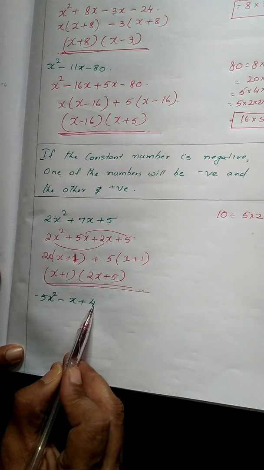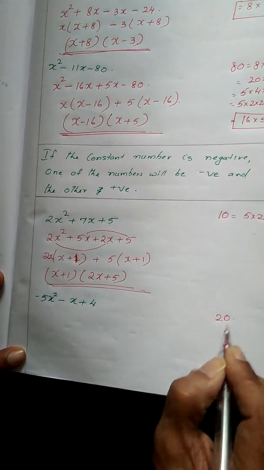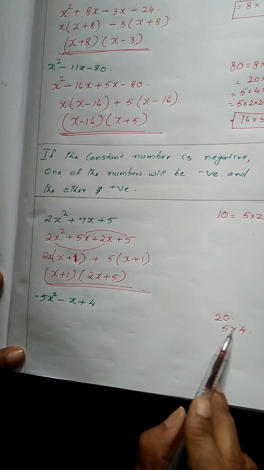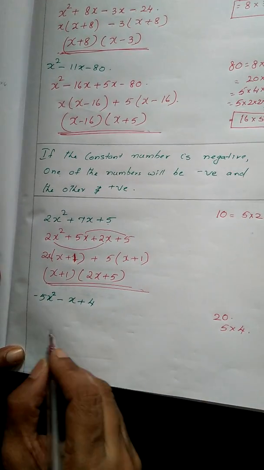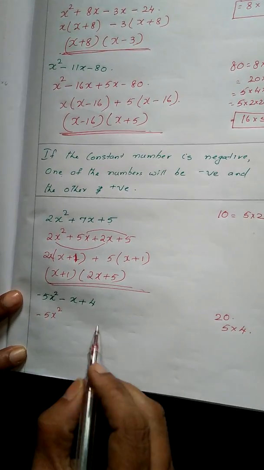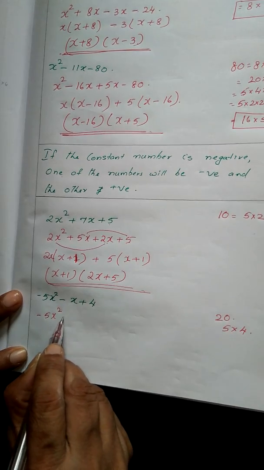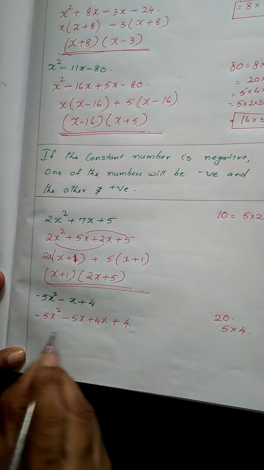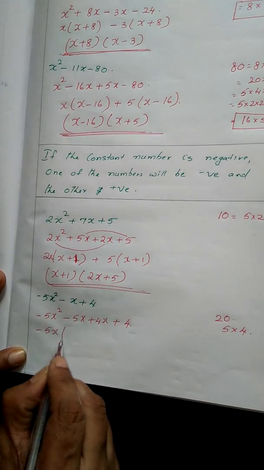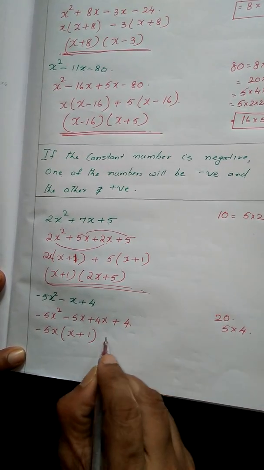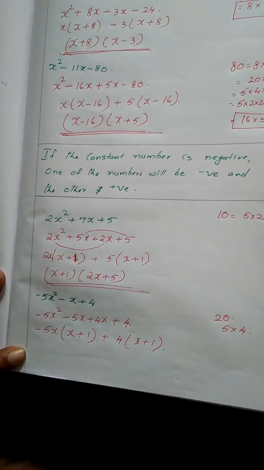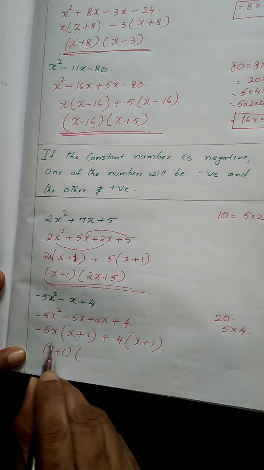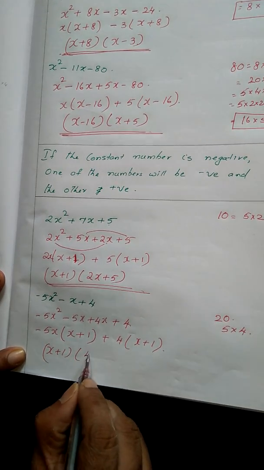Now here minus 5 and 4. So 5 into 4 is 20. Now 20 we can write as 5 into 4. Now 5 and 4, if you subtract you get 1 here. So we will write this as minus 5x squared, and since this is minus, minus 5x plus 4x plus 4. Now we will take minus 5x from the first two terms: minus 5x into x plus 1, plus 4 into x plus 1. Now we have x plus 1 into minus 5x plus 4, or we can write this as 4 minus 5x.